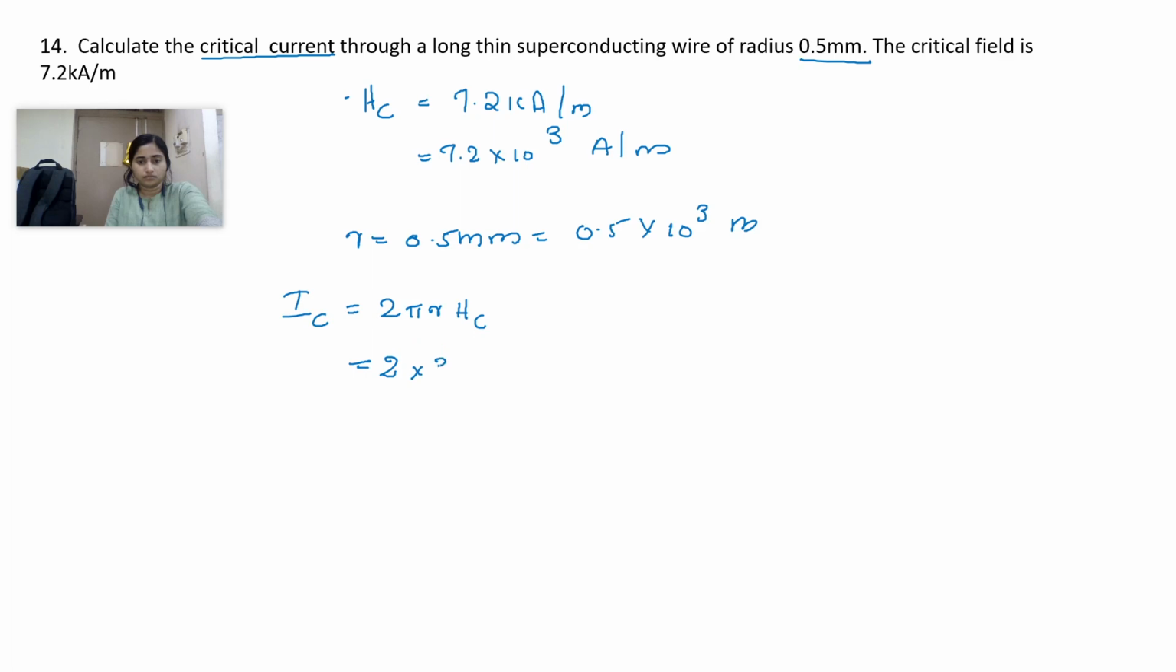So 2 times 3.14 times radius, which will be 0.5 times 10 to the power minus 3, then times 7.2 times 10 to the power 3. So finally you will get the answer here. Please calculate all this and let's find the answer for Ic.